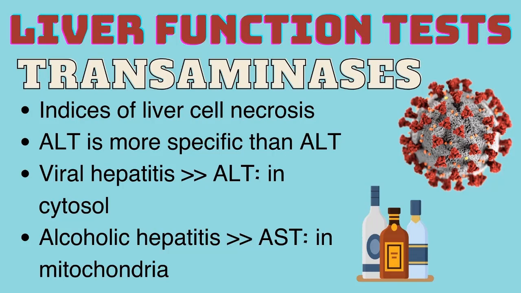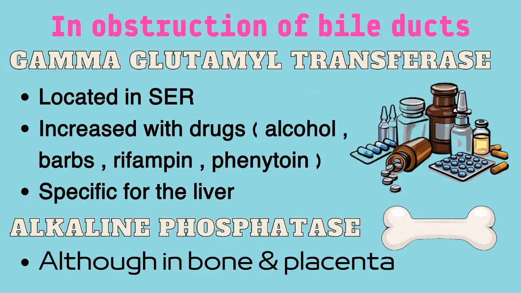Forget the 2-to-1 ratio. If you see AST higher than ALT, it's alcoholic liver disease. Could be fatty change, could be alcoholic hepatitis, could be cirrhosis. Is it useful? Big time important. If it's viral hepatitis, ALT will be higher than AST. Very simple.